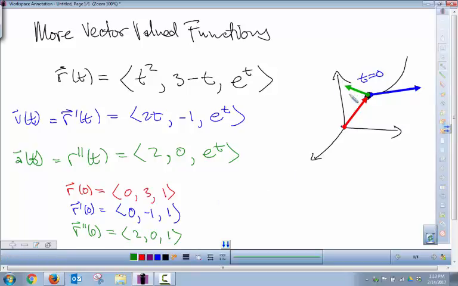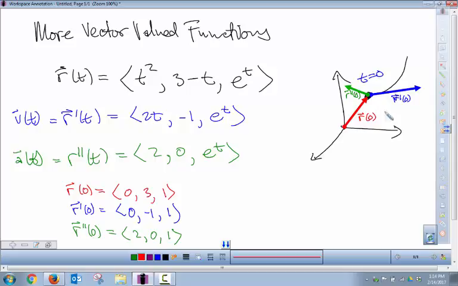So let's label these things. This is your acceleration vector, r double prime of 0. This is your velocity vector, v, or r prime of 0. And your position vector is the only one that starts from the origin in standard position. And if you put them all in a coordinate system like this, you get a feel for how the graph might look. Yeah, Fred?